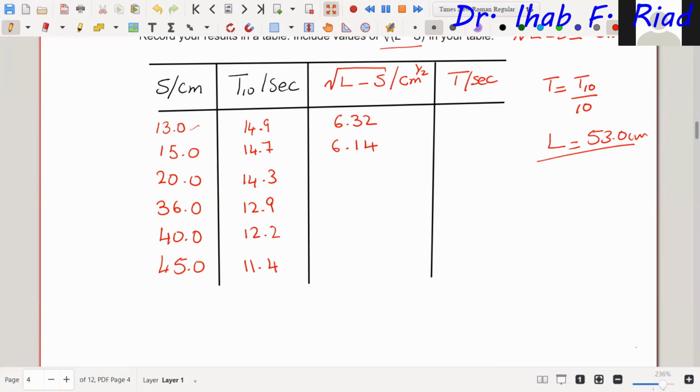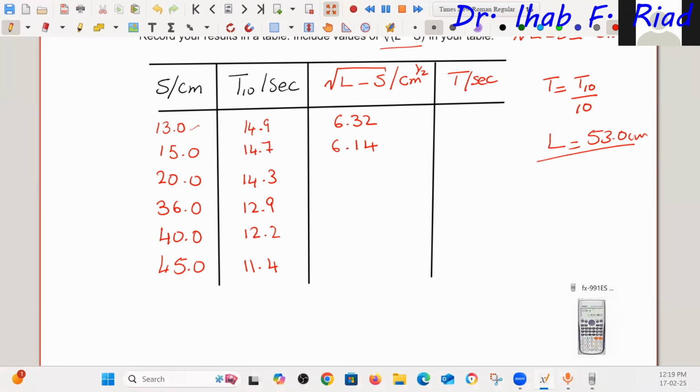Do you remember that? Yes, because this is the smallest one. Okay, because L and S are also reported in 3 significant figures, right? Yes. Okay, L and S are reported to 3 significant figures. Okay, let us do the rest.